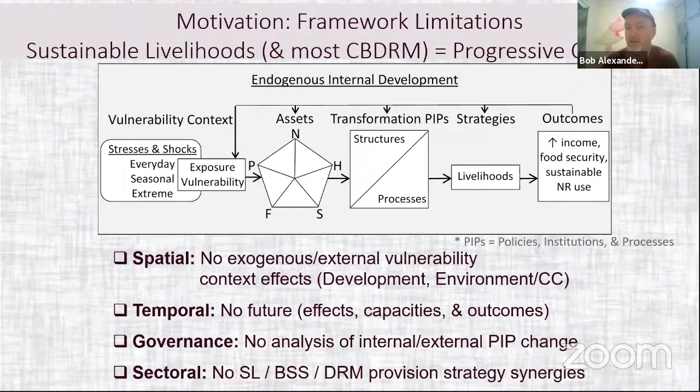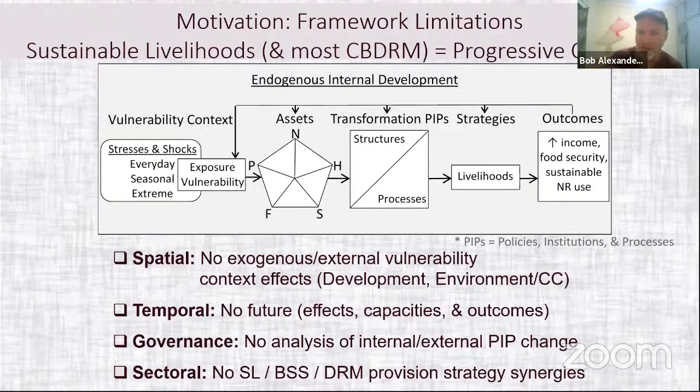It's not considering environmental effects, including climate change, creeping environmental problems, and other things that are contributing to whether our abilities to do things with our resources are increasing or getting worse. Secondly, there isn't much in here that's temporal.